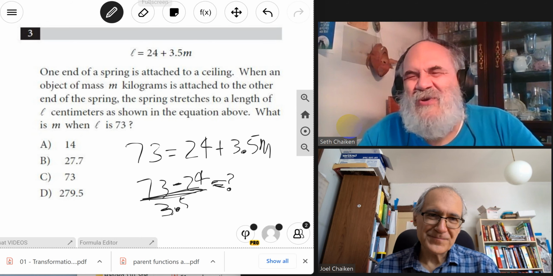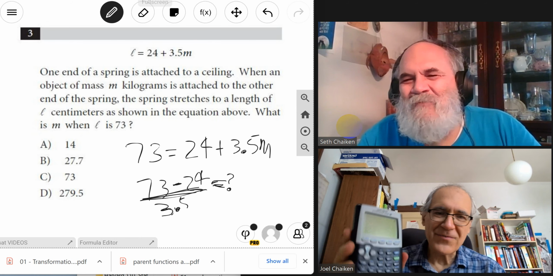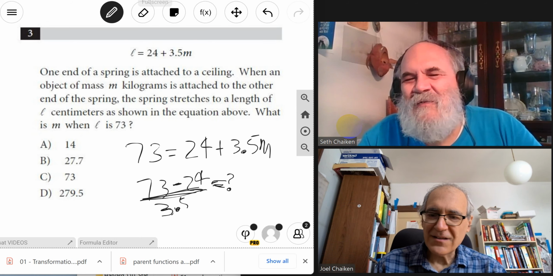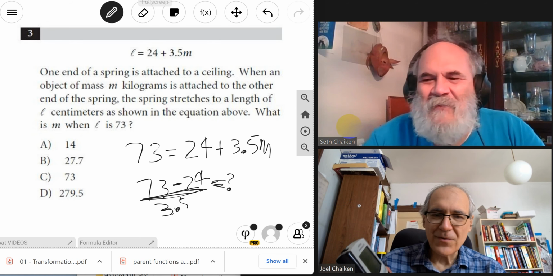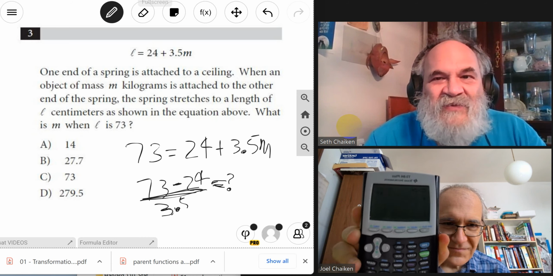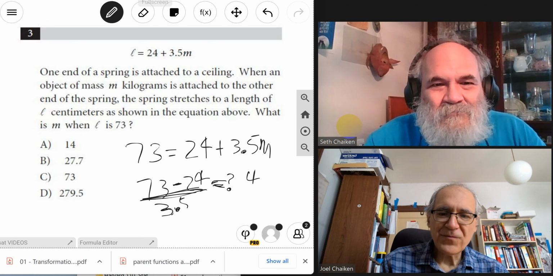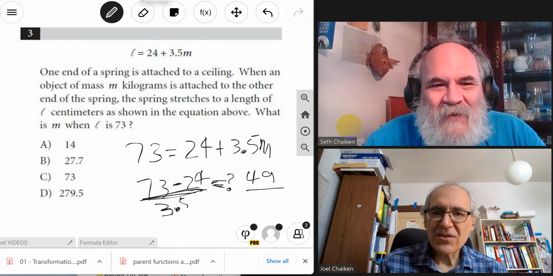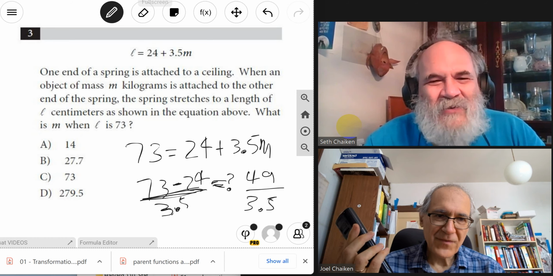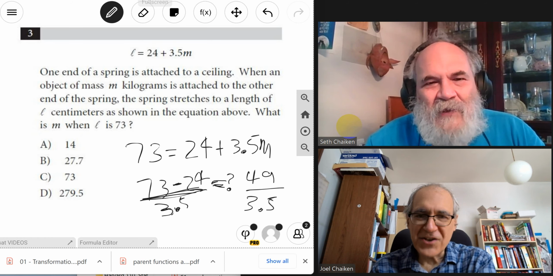Could you still bring up a calculator and show them the numbers that come out? That would take time to find, but basically people know how to do this. 73 minus 24 equals 49. Then you do 49 divided by 3.5, and you get exactly 14. So I think people have enough calculator skill.